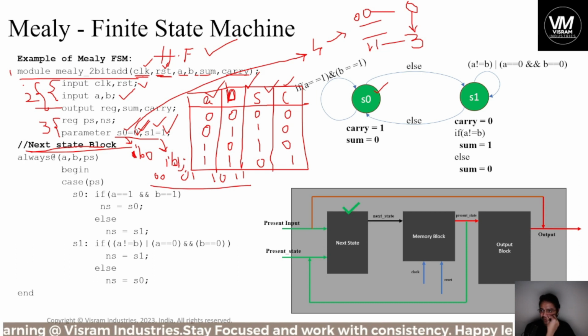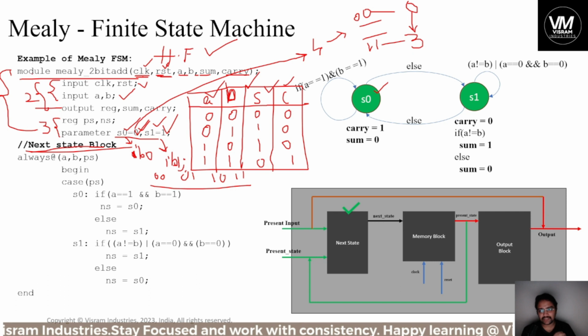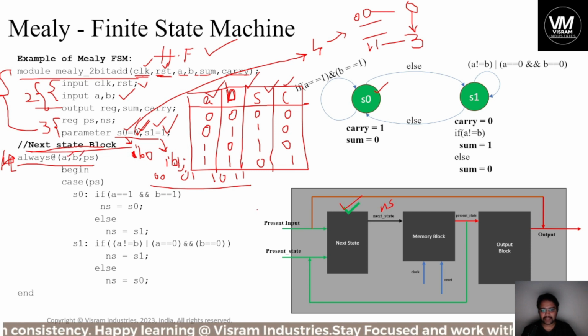So what do we have? We have the declaration first. This entire thing is a declaration. You have 3 parts. The fourth part is defining the next state block. In the next state block, we are giving conditions and deciding what the next state is. So it begins at the input. What are the inputs we have? A and B, those are the present inputs.